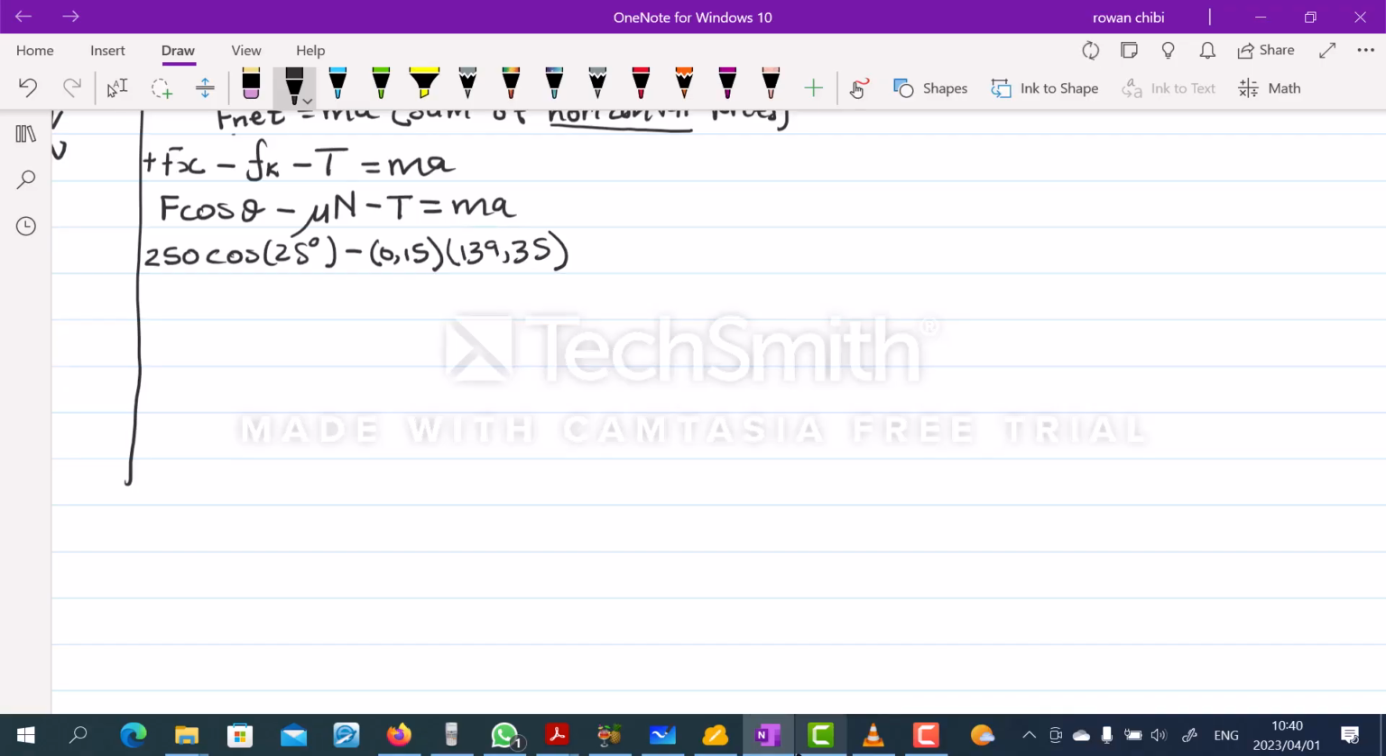139.35 newtons minus, we don't know the tension, so we're going to leave it as the unknown. The mass now is 25. We also don't know the acceleration, so we're going to leave it like that. So we have two unknowns here. So let's simplify our calculations. Let's find the value for the first one.